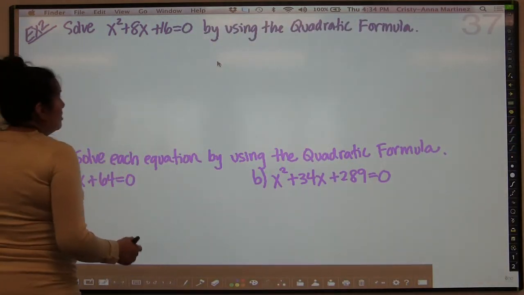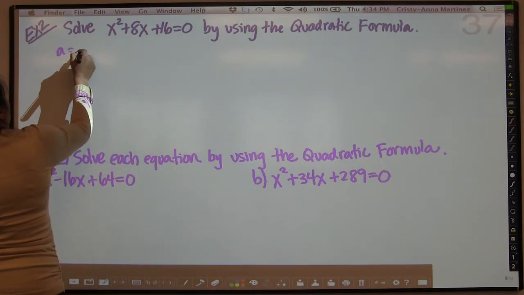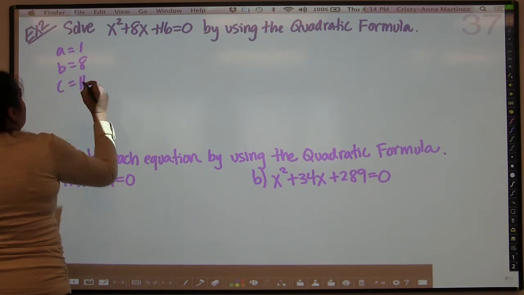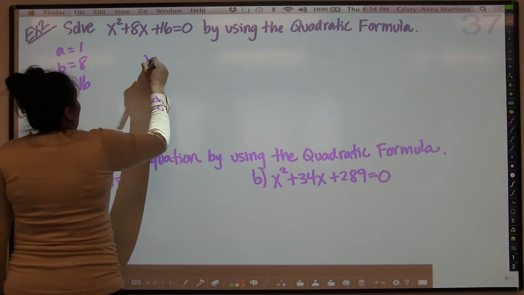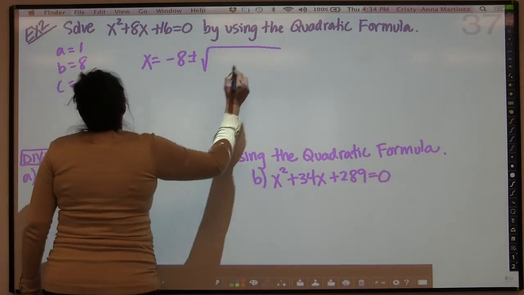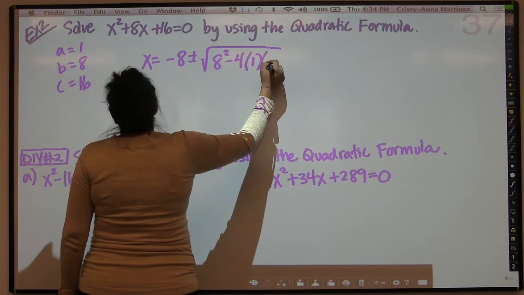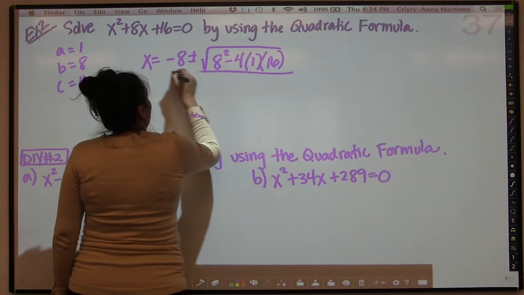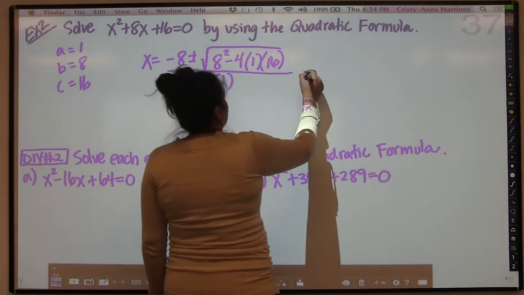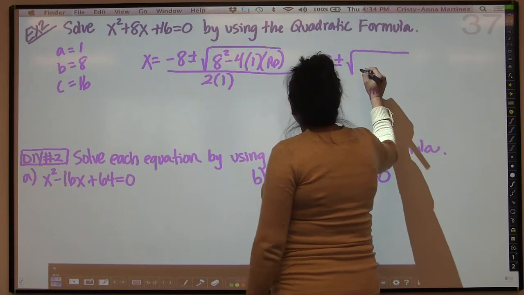But here we go. So now we'll do the quadratic formula again. It's already equal to 0. A equals 1. B equals 8. C equals 16. So now we're going to go x equals negative b plus or minus radical b squared minus 4ac all divided by 2a. So now we're going to get negative 8 plus or minus 8 squared is 64.